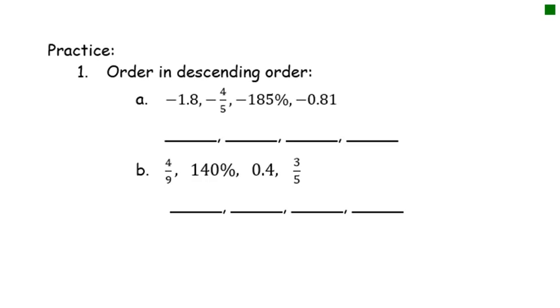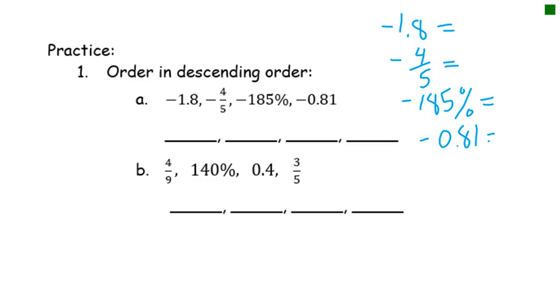All right, so we're going to check both of these problems now. So the first thing I'm going to do, I have a little space over to the right here, and you may have done it on scrap paper or on your whiteboard, is I want to convert each of these values in A to a percent. So I'm looking at negative 1.8, negative 4/5, negative 185%, and negative 0.81.